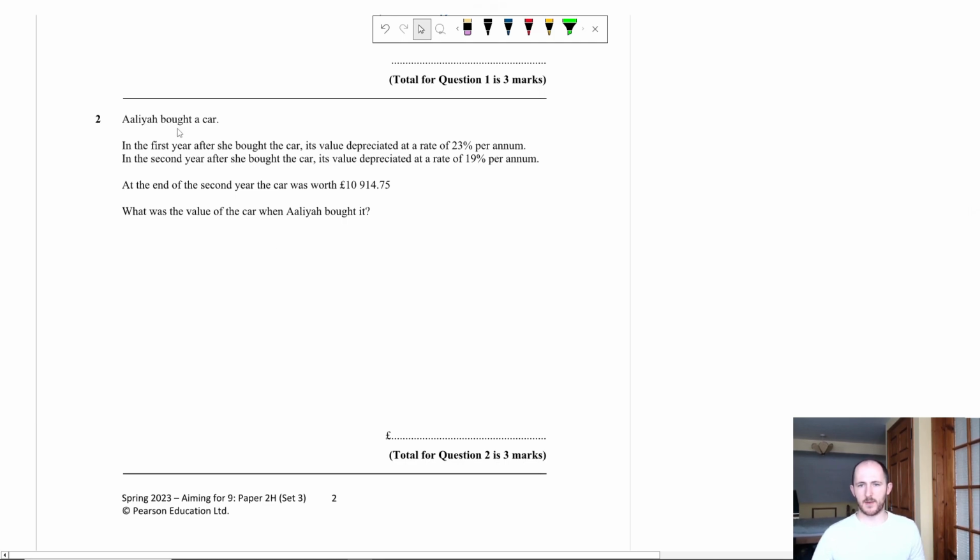Okay, so Aaliyah bought a car. In the first year she bought the car, it depreciated by 23% per annum. In the second year after she bought the car, its value depreciated by 19% per annum. At the end of the second year, the car was worth £10,914.75. Okay, so the way I would do this is I'd say in the first year, the original value x was multiplied by 23% decrease. So if it's a 23% decrease, that means we do 100 minus 23, which is 77% of its original value. So it's done x times 77%.